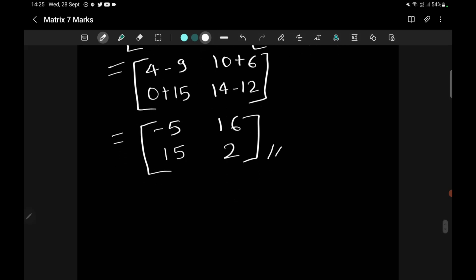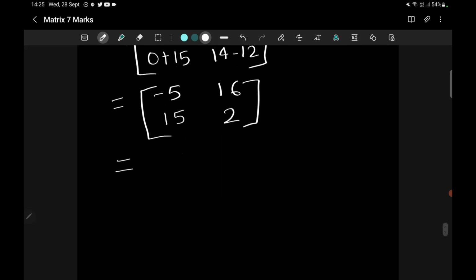Now we have to take transpose of this. So we have to interchange rows with the columns. That will be -5, 16, 15 and 2.